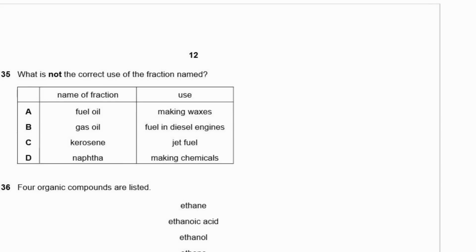Question 35. What is not the correct use of the fraction named? So fuel oil, is that used for making waxes? No, it's used for fuel. It says so in the name. Gas oil is a fuel in diesel engines? Yes. Kerosene for jet fuel? Yes. And naphtha for making chemicals? Yes. So the answer is A.